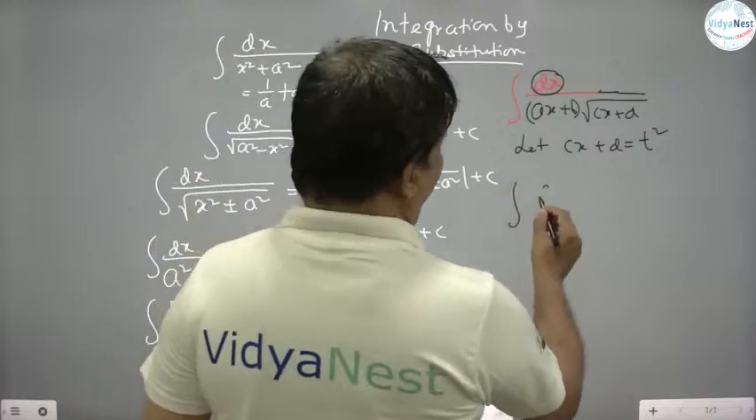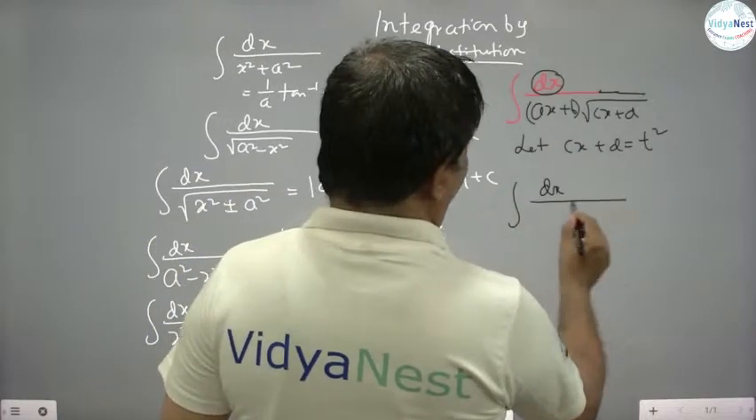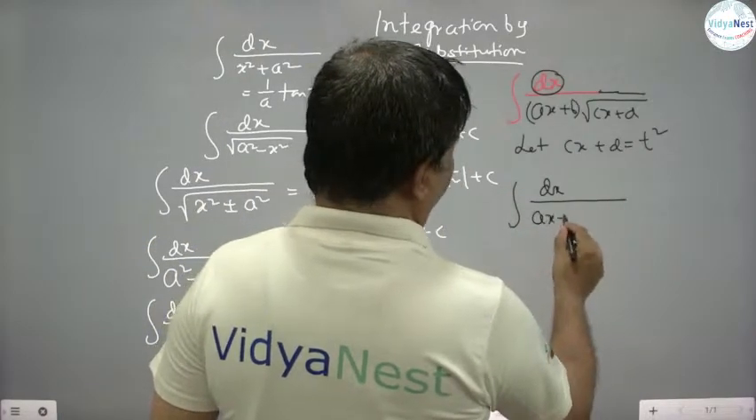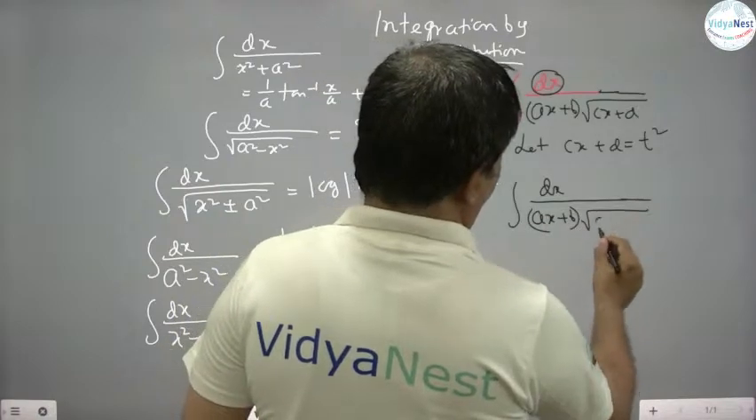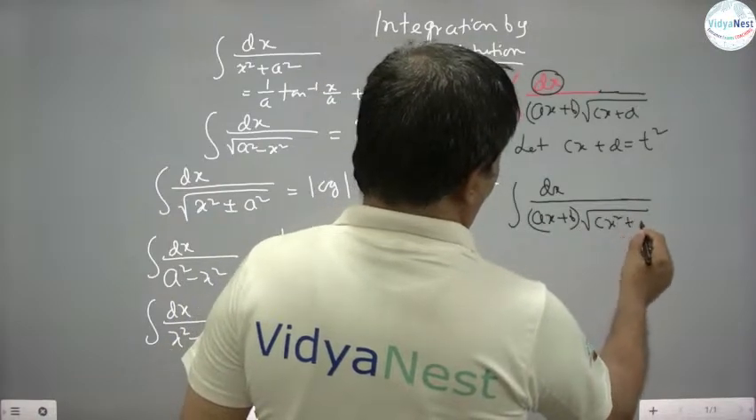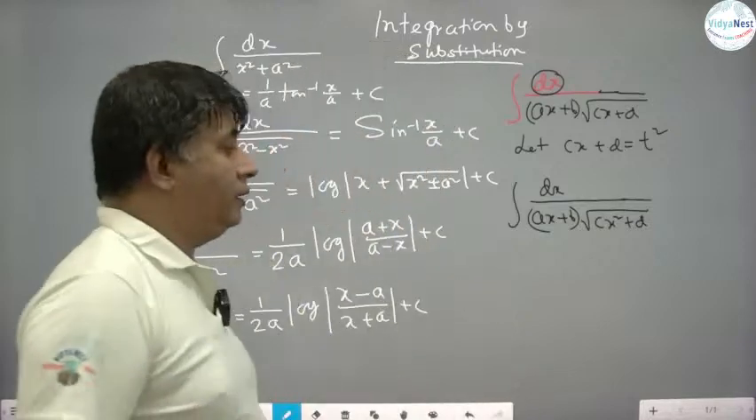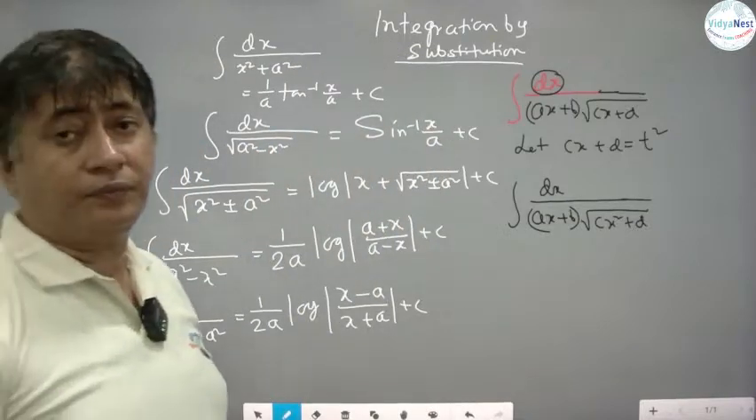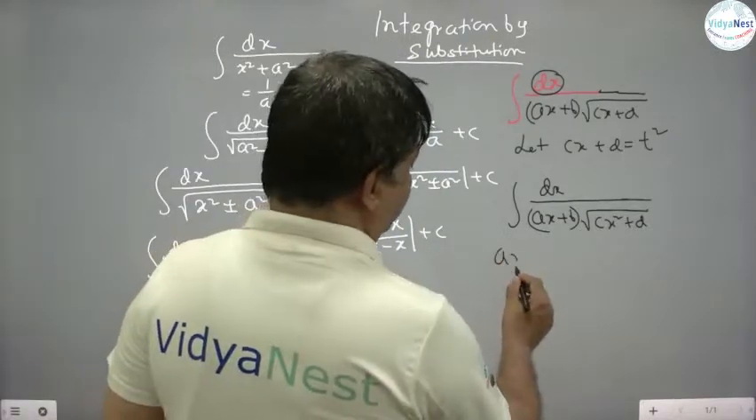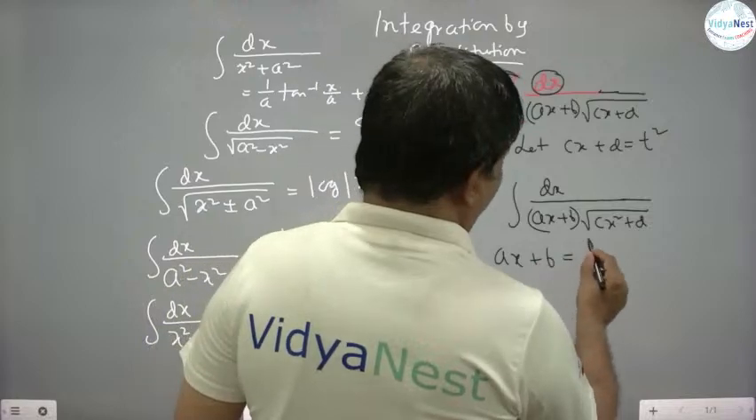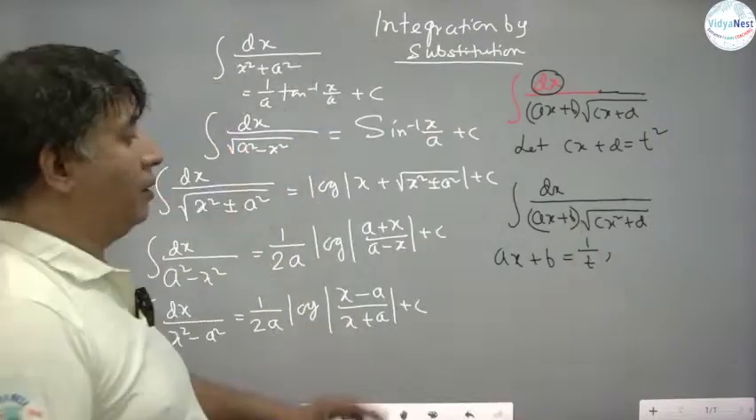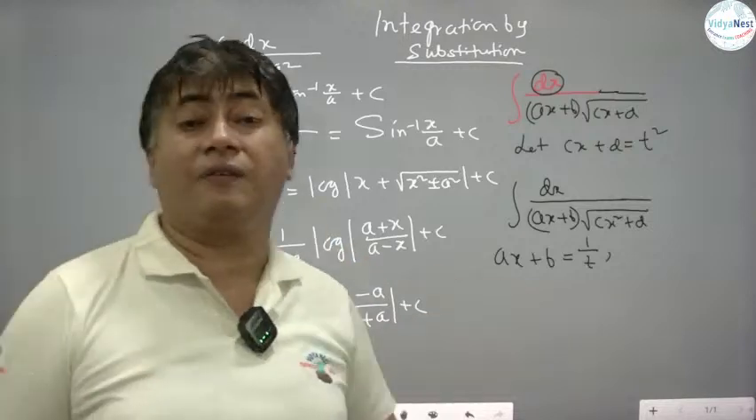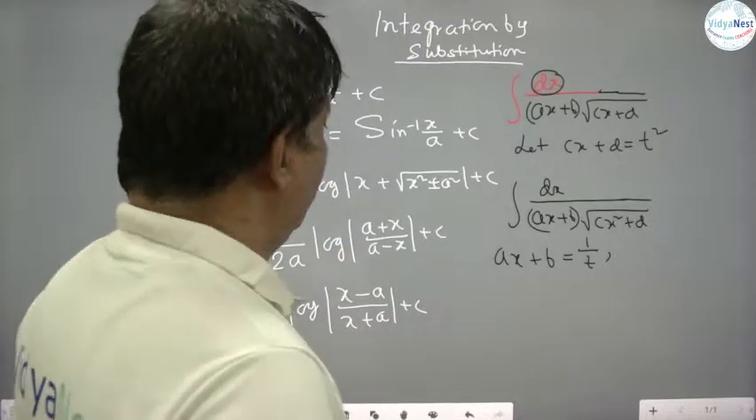Integration of linear and quadratic type. Linear and quadratic. You will take the substitution ax plus b is equal to 1 by t and convert dx into dt by differentiation.